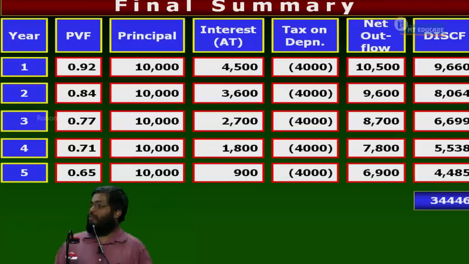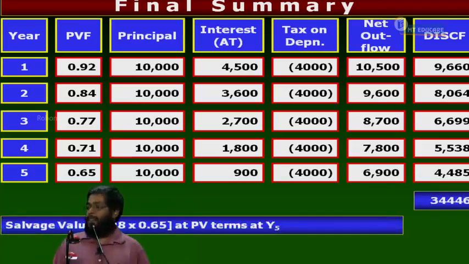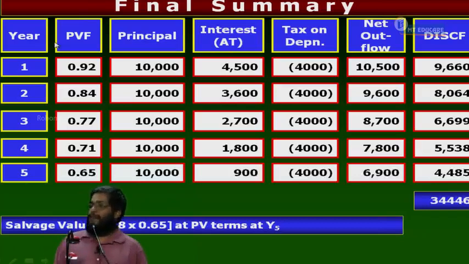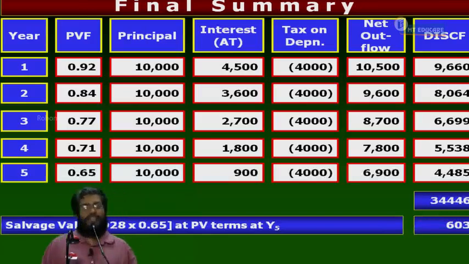Salvage value. It was 928 at the end of year 5, so discount it for 5 years. Salvage value 928 into the PV factor of the 5th year, 0.65. I want the number: 603. Write the final figure 603.